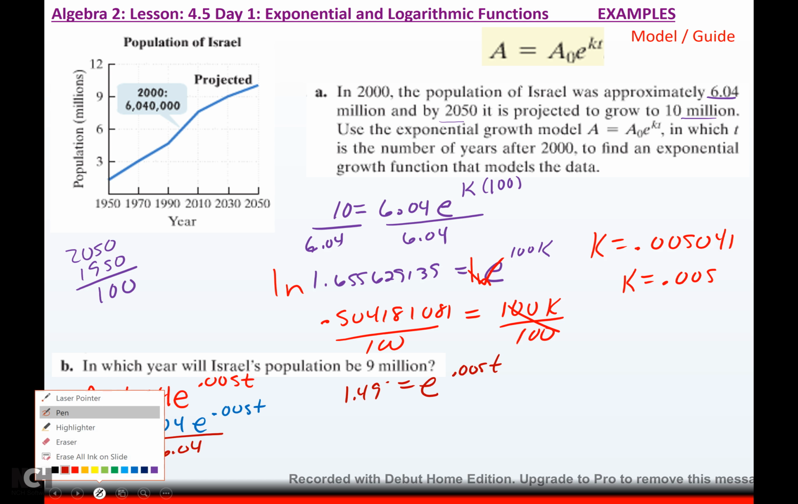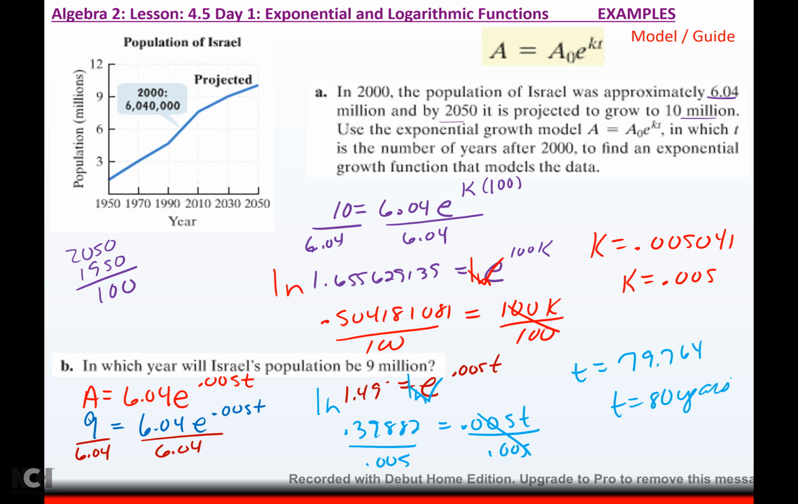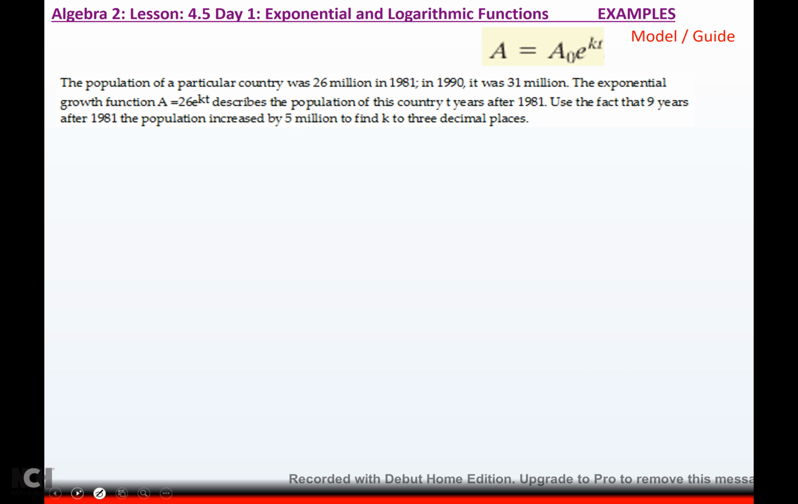So now, to get t out of the air, I'm going to natural log both sides. ln, natural log, and that answer is 0.39882 blah blah blah equals, those cancel, 0.005t. Divided by 0.005, and the time will be about 79.764, about 80 years. Okay? If that trend holds true.